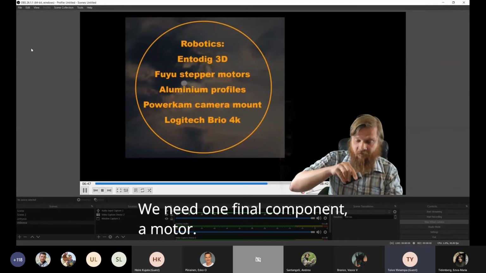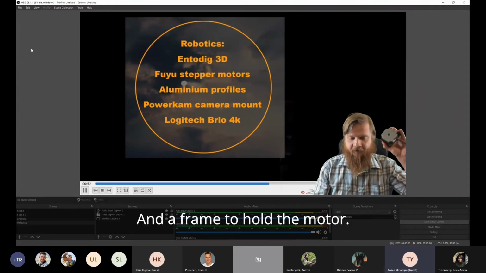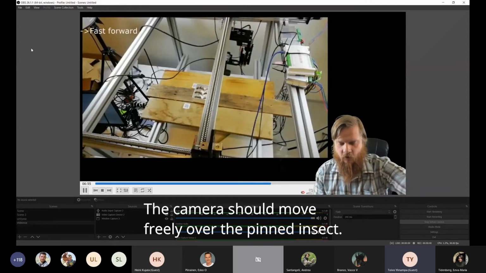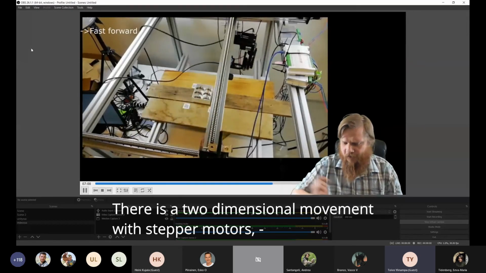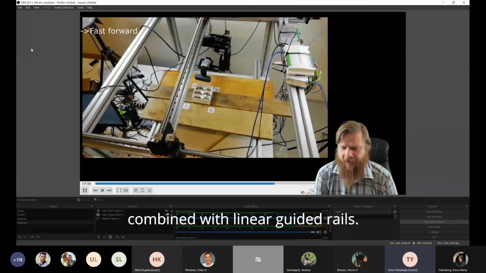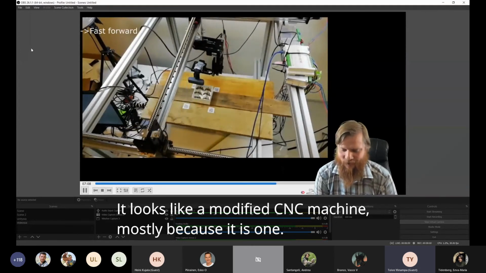So, machines can learn and detect, but we still need to move the camera to take the images. We need one final component, a motor, and a frame to hold the motor, and the camera should be moved freely over the pinned insect. And here it is, Entodic 3D. There is a two-dimensional movement with stepper motors combined with linear guided rails. It looks like a modified CNC machine, mostly because it is one.